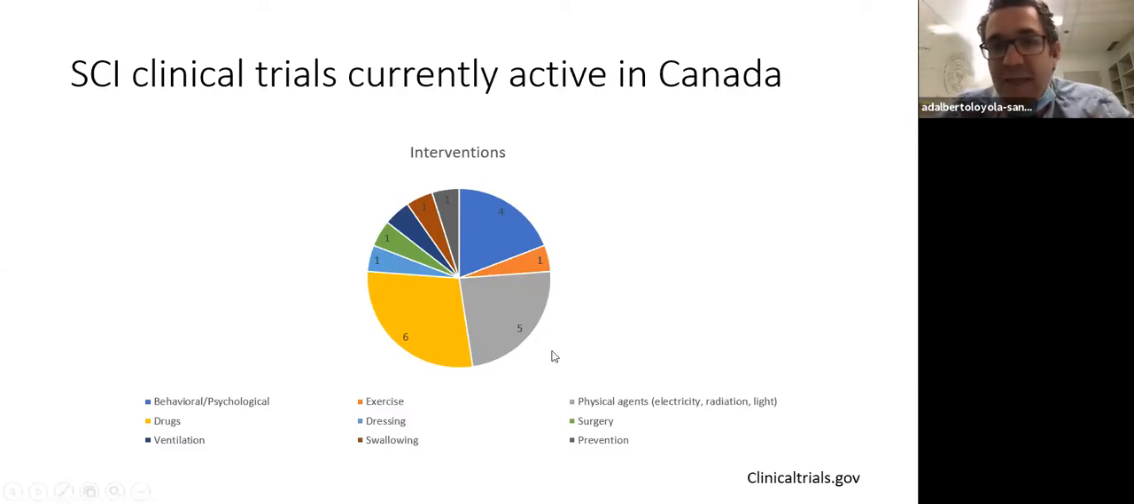So interventions that help people to improve their mental health. And then on the third, sorry, no, that was the third place. The second place is the physical agents. By physical agents, I mean the use of electricity, radiation, and light. So basically, that's your functional electrical stimulation, your epidural stimulation. So the use of these agents as interventions to do something for the population of spinal cord injury, that's number 2. And number 3 is mental health. And the rest, as you see, it's just one trial.